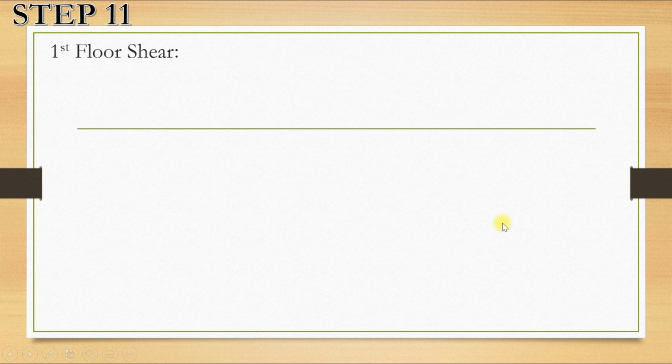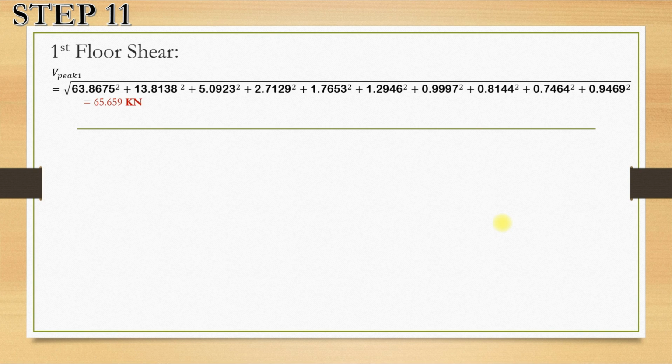So para sa first floor shear, para ma-compute natin ang V peak 1, we will add all the modal story displacement ng square nila. So, i-square natin isa-isa yung modal story displacement, tapos i-add natin, tapos square root nun. Makukuha na natin yung value na 65.659 kN. So, ito ay para sa V peak 1 for first floor shear.